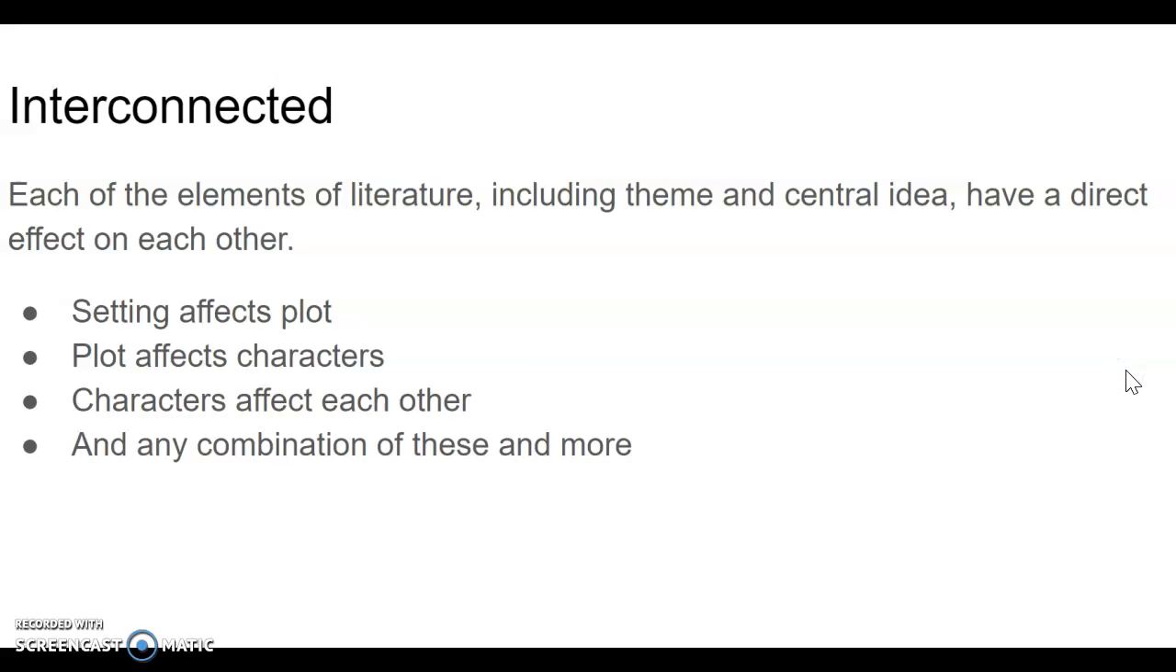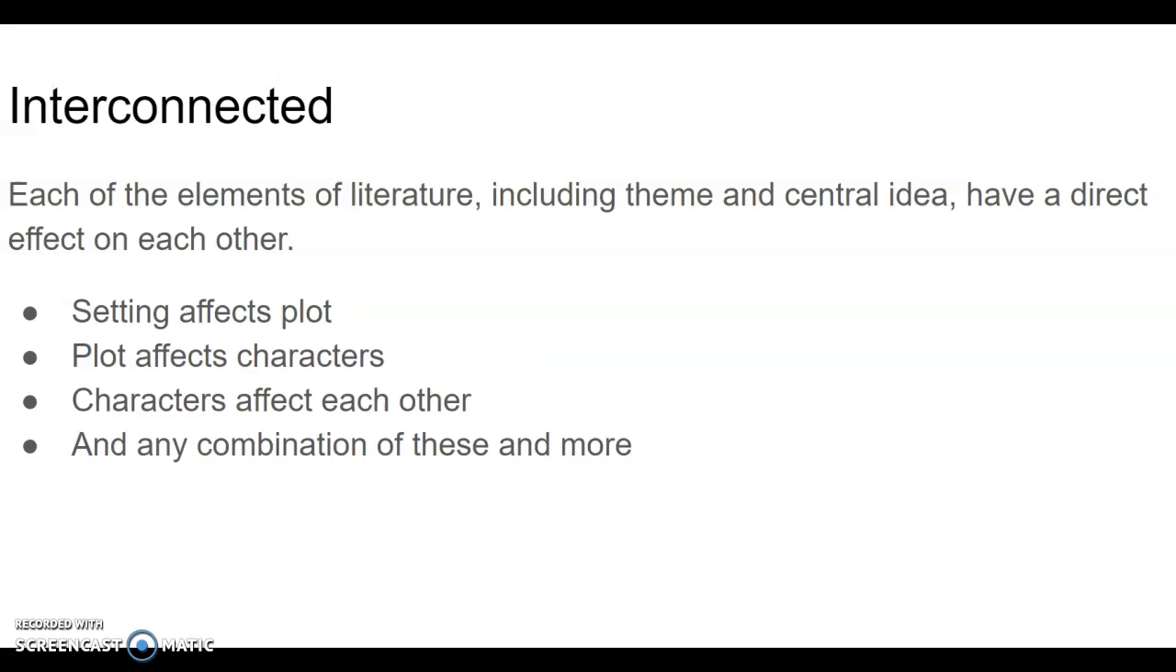Here's why all of that matters. What we're looking at is how these are all interconnected. Each of the elements of literature, this includes the theme and the central idea, have a direct effect on each other. So your setting will affect the plot. If Little Red Riding Hood lived on the beach, she would never have gone in the woods and never gone off the path to find the flowers. And if she hadn't been able to go off the path and find the flowers, she would not have run into a wolf. That whole story would be completely different.